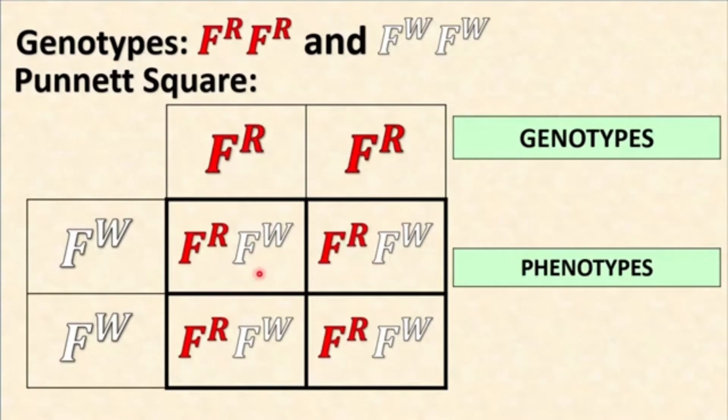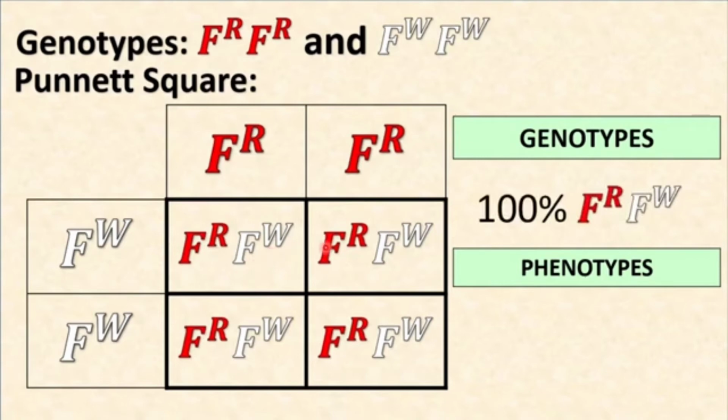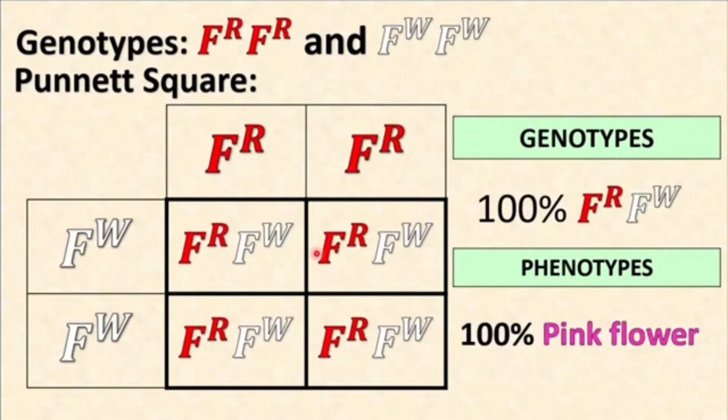So as you can see, they are all the same. All the genotypes are the same, FR, FW. Therefore, 100% the genotypes are FR, FW. The phenotype is the physical appearance. Now, the result when we cross red snapdragon flower and white snapdragon flower is 100% pink snapdragon flower. That is how we use Punnett square.